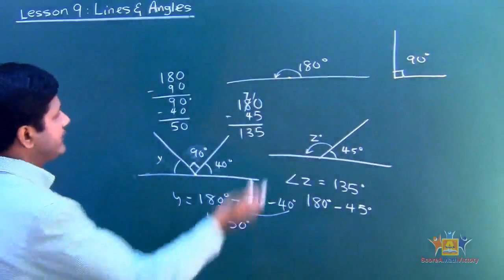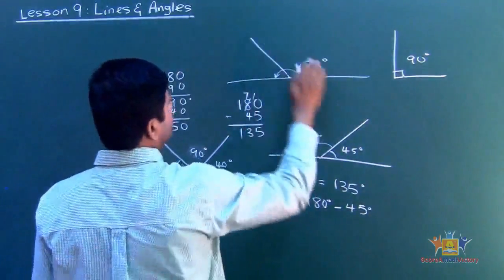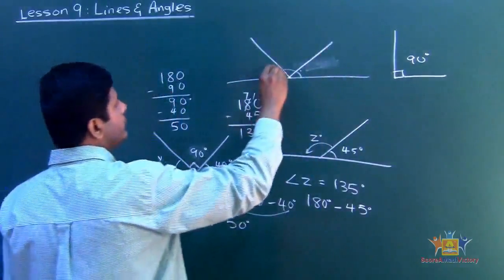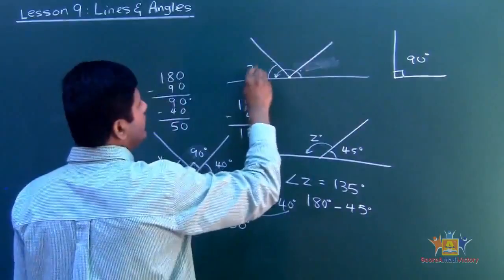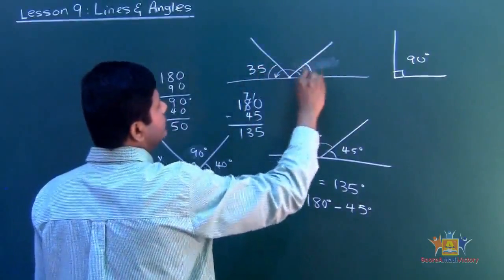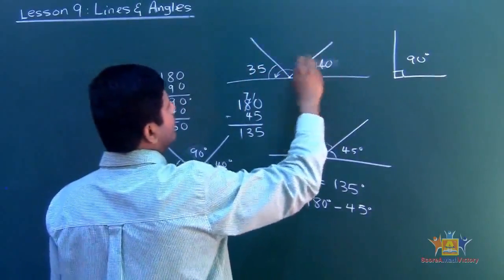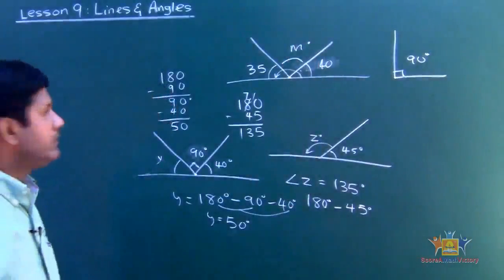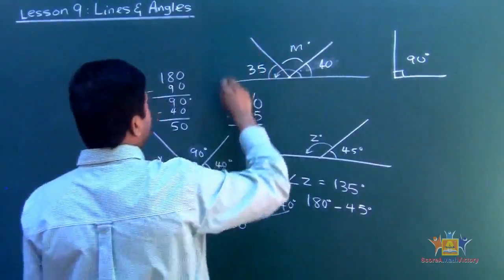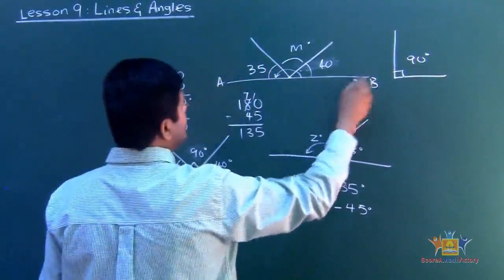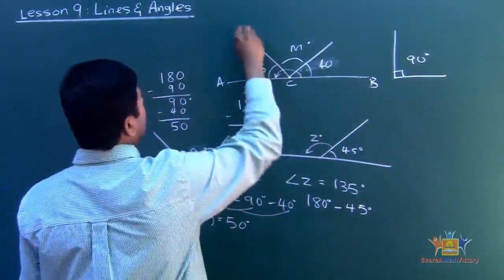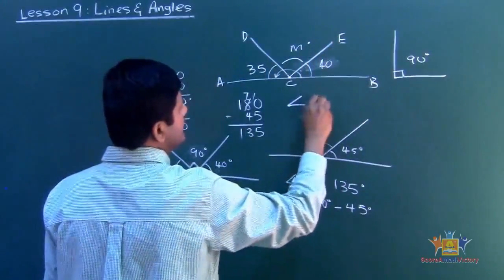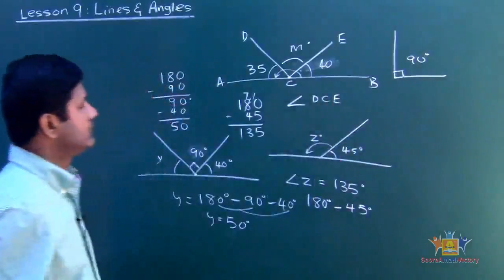Let's say for example, let's take this one example, okay? I'm just going to put several lines in it, okay? So this time I told you this one is 35 and this one is 40. And I want to find M, the angle M. Now I can even do this way too. I can put letters. I can put A, B, and then C, and then D, and then E, and then I ask you to find DCE. See that?